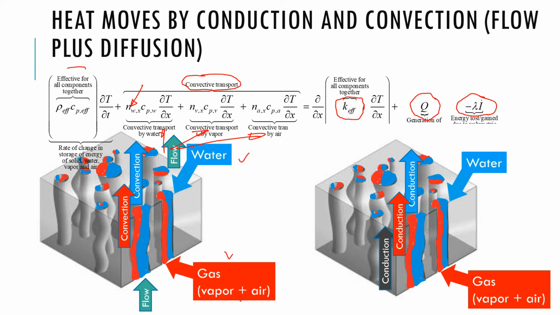And finally, this is the transient term. Because there are 4 phases, the volumetric heat capacity is volume averaged between the 4 phases. So this is the effective volumetric heat capacity. So that's the heat equation.